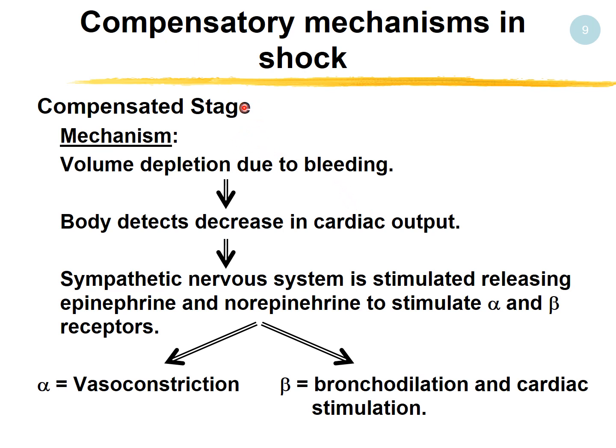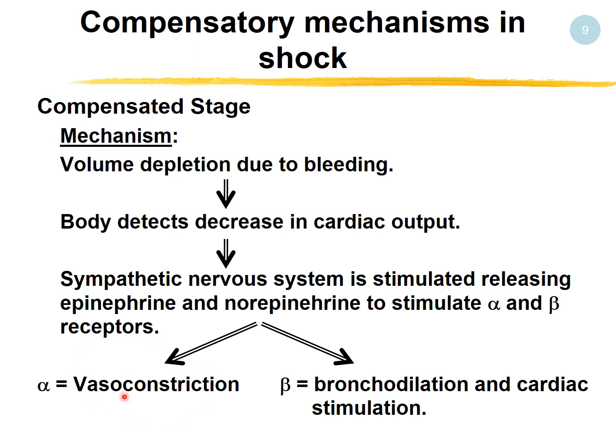Now, let's see the different stages of this hemorrhagic shock. Let's see the first one, when compensation is working. When we have a volume depletion, as we listed before, the body is going to detect that something happened with the blood pressure or the volume, and because the cardiac output starts to decrease, that will increase the sympathetic nervous system activity and release epinephrine and norepinephrine to stimulate the alpha and beta receptors. What will happen? Vasoconstriction, usually in the periphery.